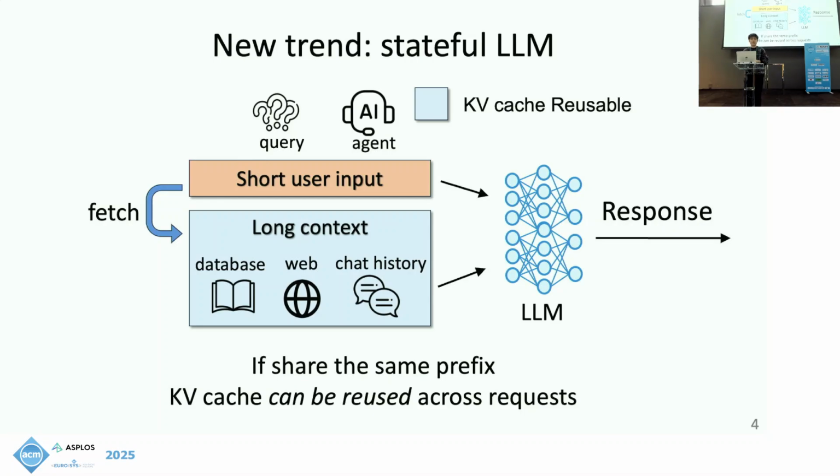In modern use cases, a user usually provides a short input. The application will fetch a long context to help large language models generate high-quality data. The context is long and may come from many sources like database, website, or chat history. Both user input and the non-context is combined together to fed into the large language model and processed by it.